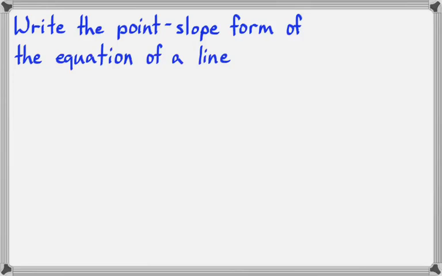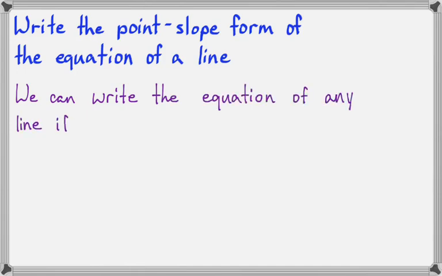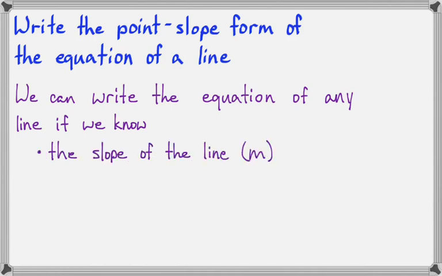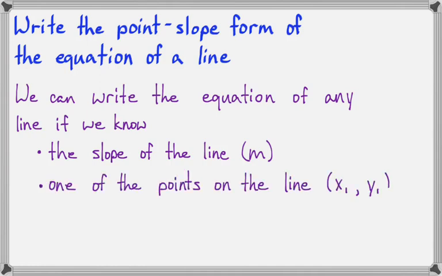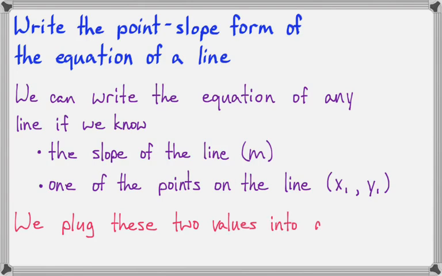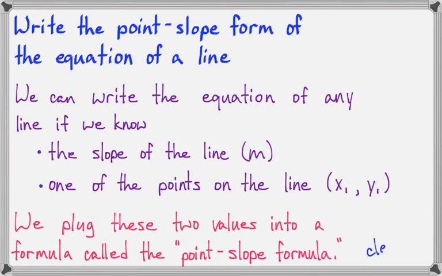In this lesson, we're going to talk about how to find the point-slope form of the equation of a line. So, we can write the equation of a line if we know two things. One, we need to know the slope of the line, which is called m, like we said in the last lesson, and we need to know one of the points on the line, which we will call x1, y1. And we plug these two values into a formula called the point-slope formula.